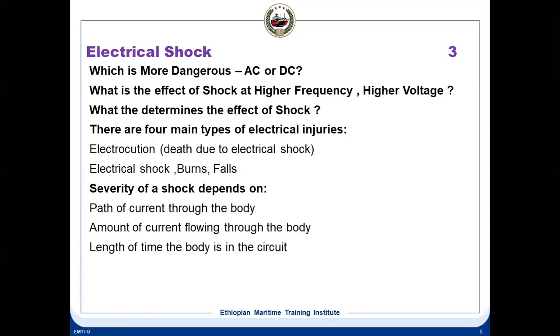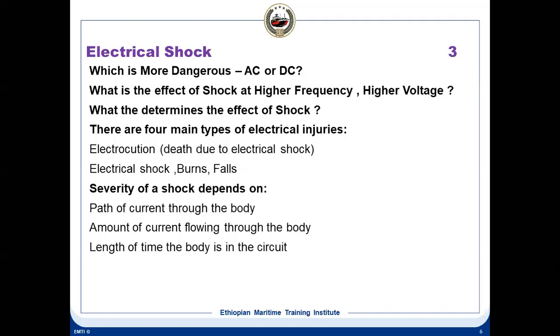The body resistance is normally around 10K to 100K, but it can drop because of atmospheric conditions also. So what determines the effect of shock is the body resistance. Okay, three points in this.